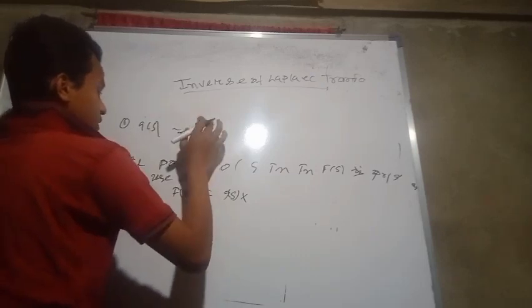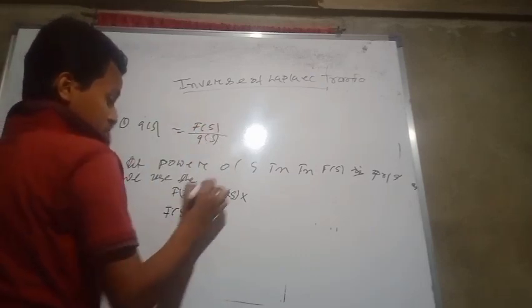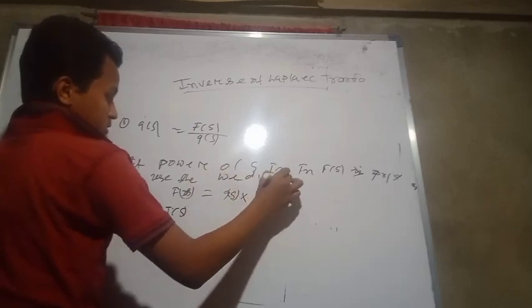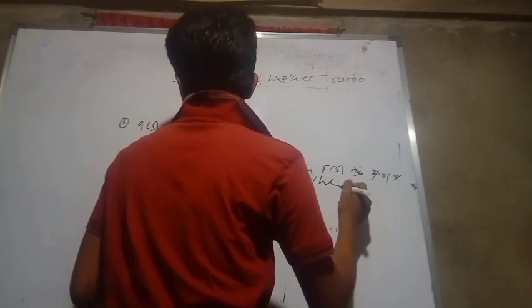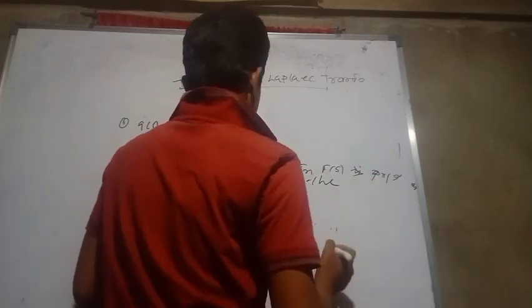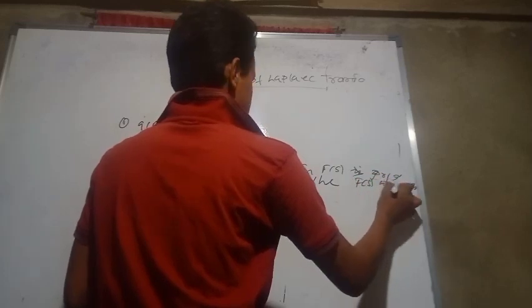So what we'll do, we'll divide the f of s by g of s so that we can get the required answer. So f of s, when we divide, gives the value of f of s, and we get the required answer.